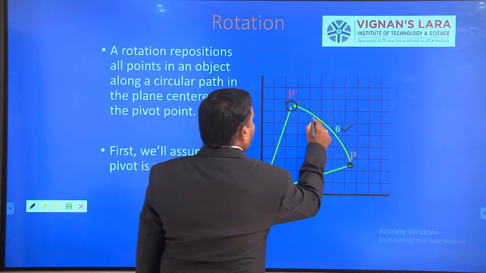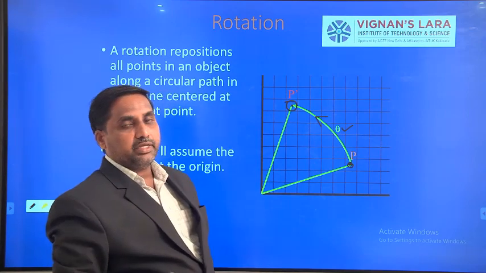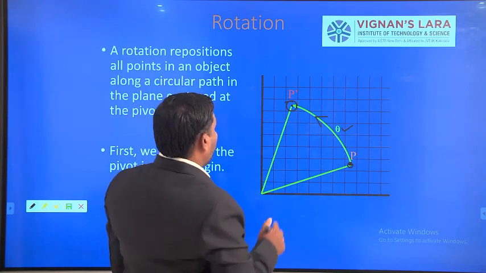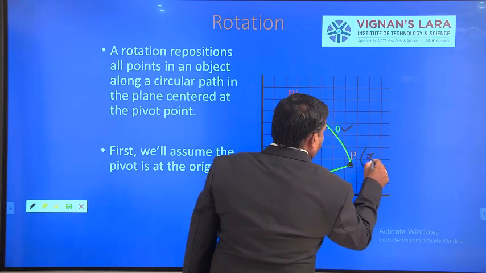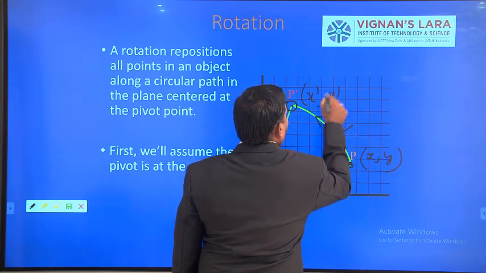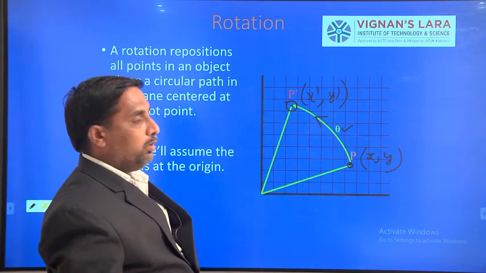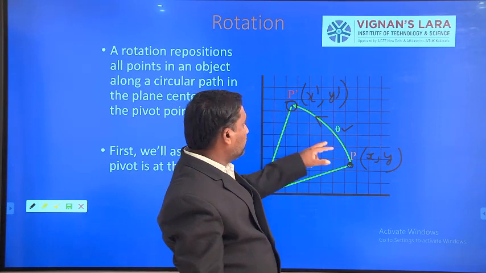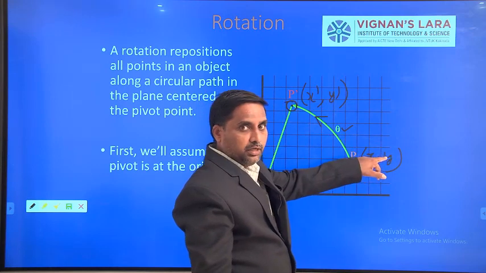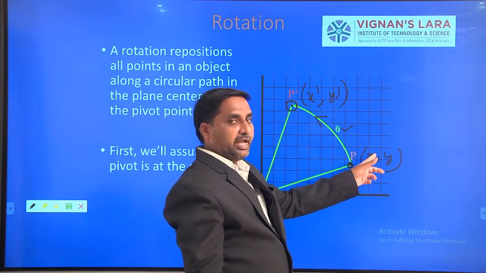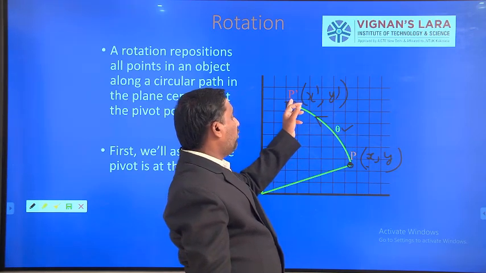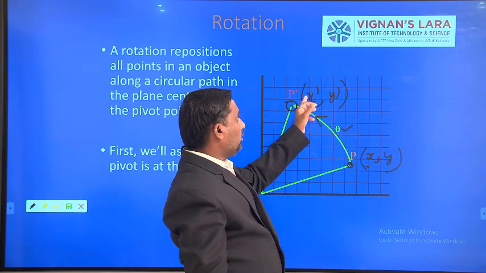Transformed means here I have considered rotation, either clockwise or anti-clockwise. It is the anti-clockwise direction. Suppose the initial position of P is x comma y, and the final position is x dash comma y dash. So what is the value of x dash in terms of theta and x, and of y dash in terms of theta and y? Because we have only the initial values x comma y and the rotation angle theta.